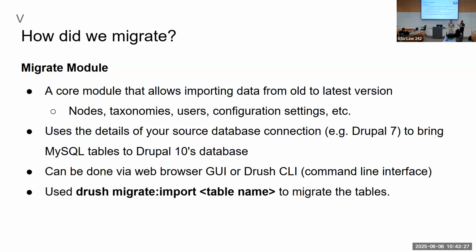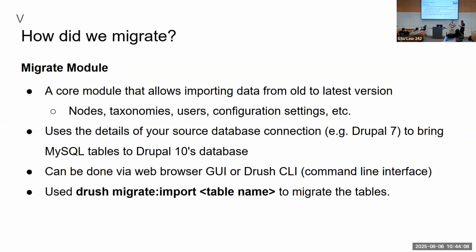So the first way we migrated, we used a module called Migrate module. It is the core module, which means it is provided by Drupal. It allows you to import data from the old to the latest version. That means stuff like node, taxonomy, user configuration, settings, etc. It uses the details of your source database connection, that is your Drupal 7 database, and imports into the MySQL table, or in this case, the MariaDB Drupal 10 database.